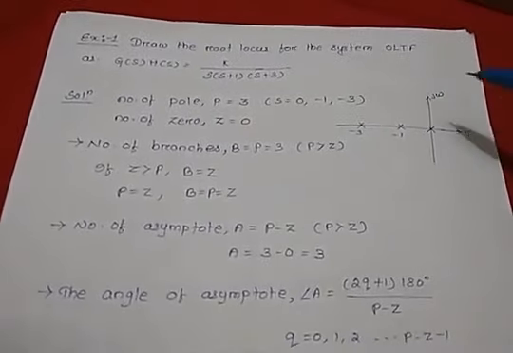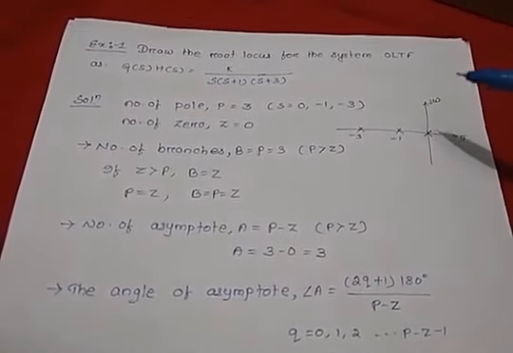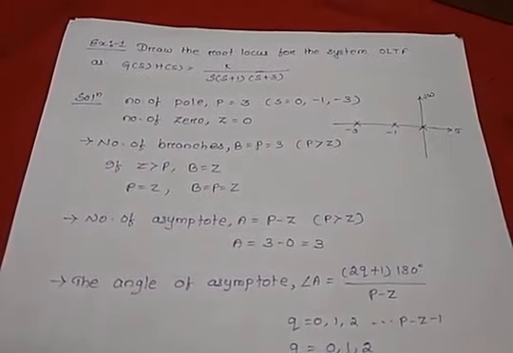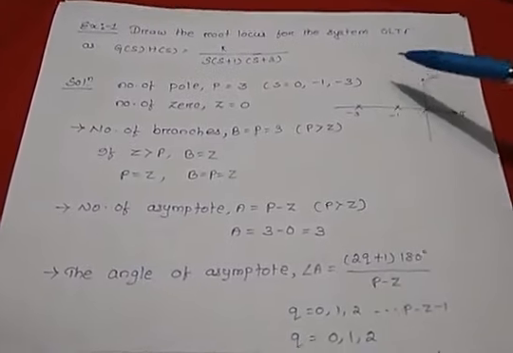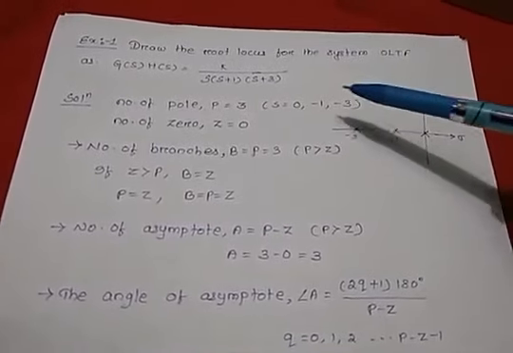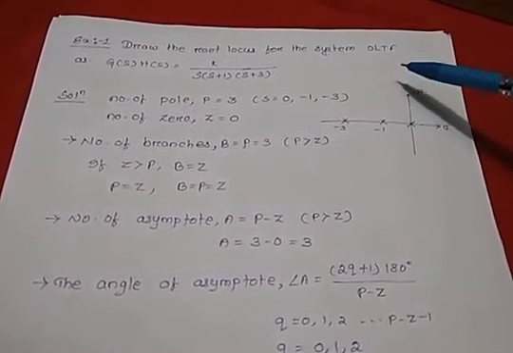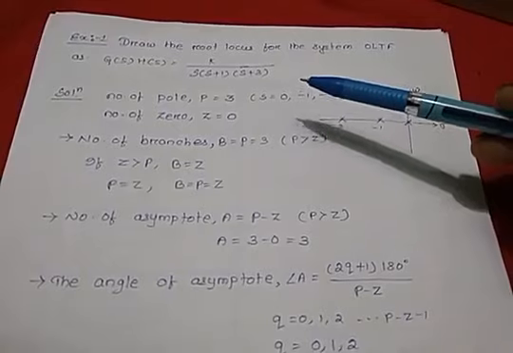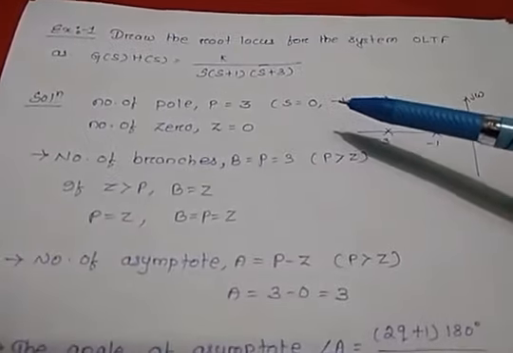As we discussed earlier about the rules of the root locus, now we will apply those rules and draw the root locus. That's why we are taking an example. Draw the root locus for the system with OLTF, that is the open loop transfer function, given as G(s)H(s) equals K divided by s into (s plus 1) into (s plus 3).